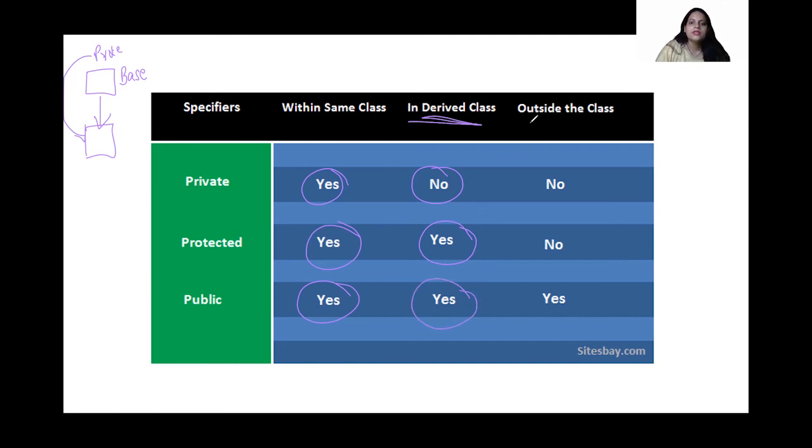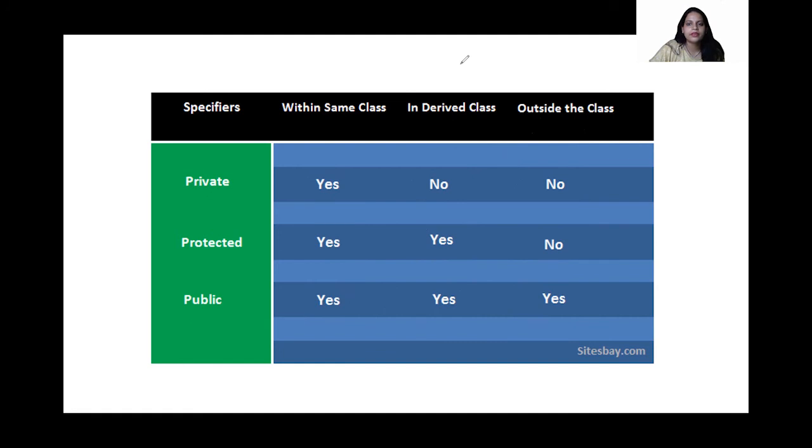Next, outside the class, if there is a function which is not of this class, can it access the private members? No, it cannot. Protected members are also not allowed unless it is a friend function. Public can be accessed everywhere. But when it comes to private and protected, we have certain limitations. So you should remember this. This is just a gist of all these access specifiers, right, students?